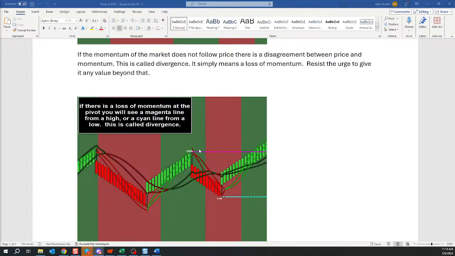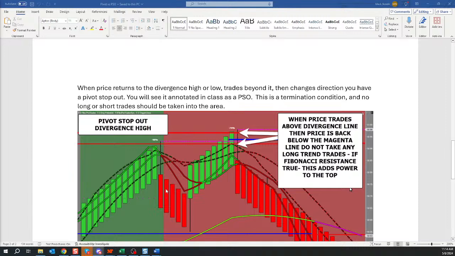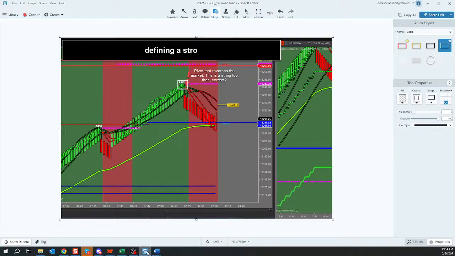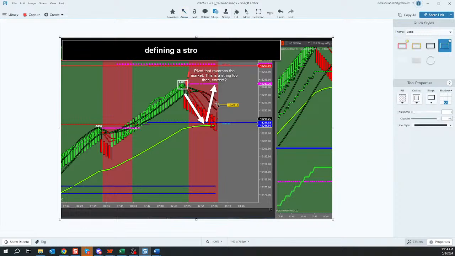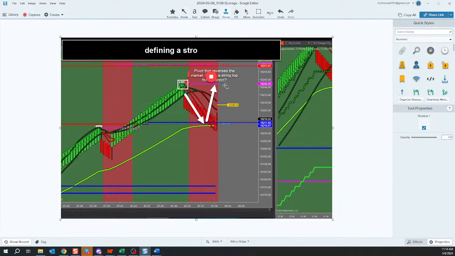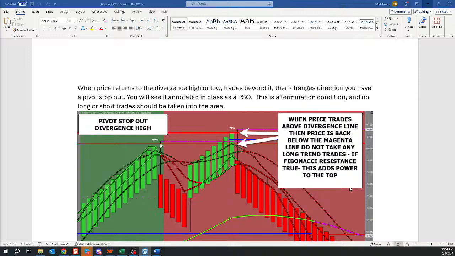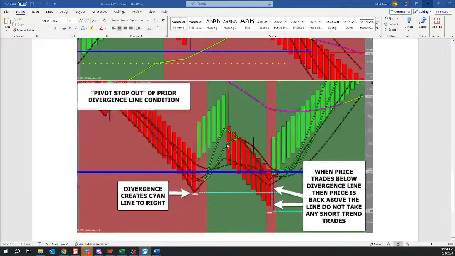Now let me show you when they become a termination. When price comes back and retests that divergence high, that's when we go through the recipe for a termination condition. So if price comes back and reaches the area and the triggers remain below, then it becomes a termination condition. So here it's a loss of momentum. Let's use this one. Here it's a loss of momentum. Here it becomes a termination condition. Does that make sense, Kenny?